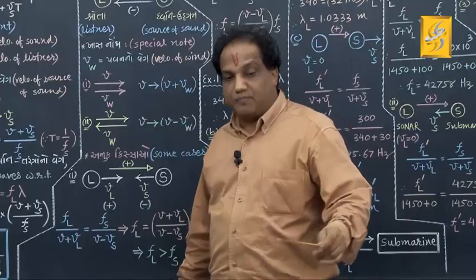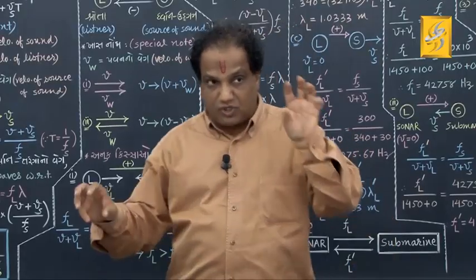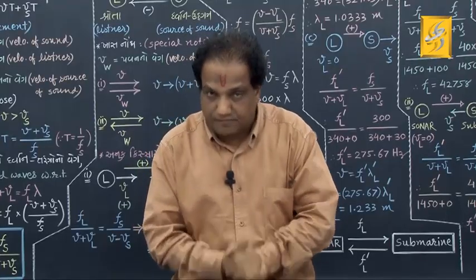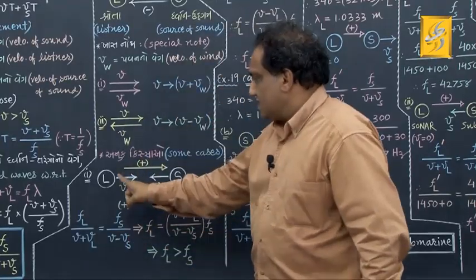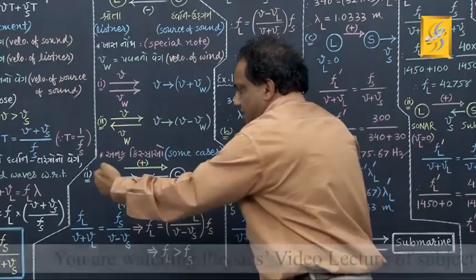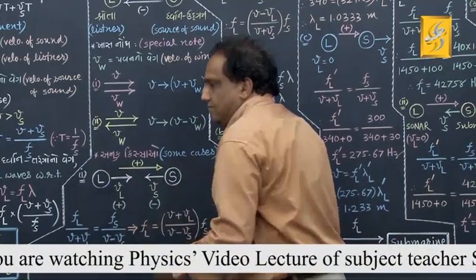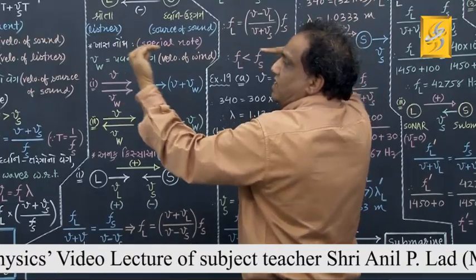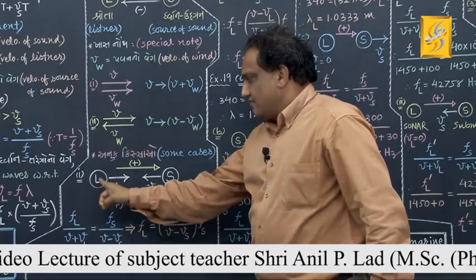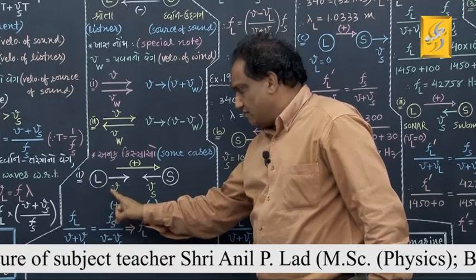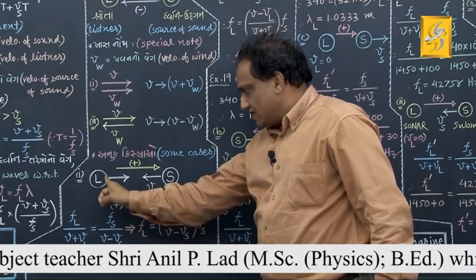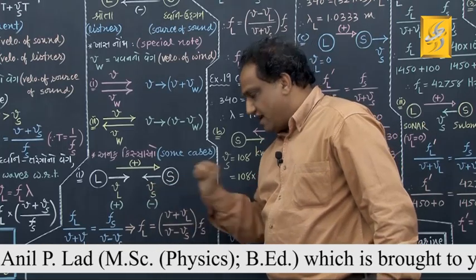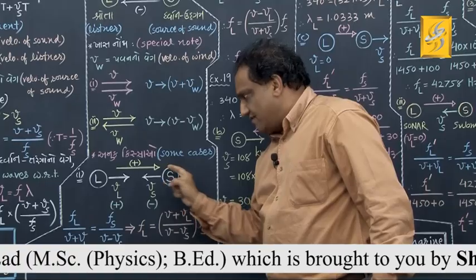Now, out of 6 possibilities regarding relative motion between listener and source, let us consider 2 possibilities. Suppose listener and source, both of them are moving towards each other. They are heading towards each other. Velocity of listener, we will show by symbol VL. It is towards the right hand side in the figure. And velocity of source we will show by symbol Vs, and it is towards the left side.